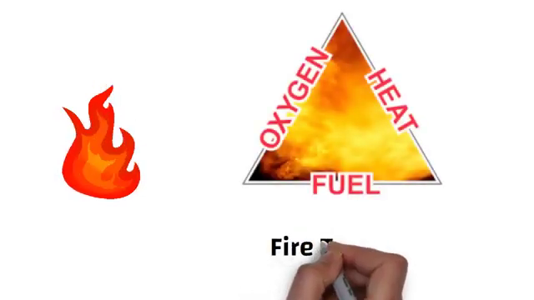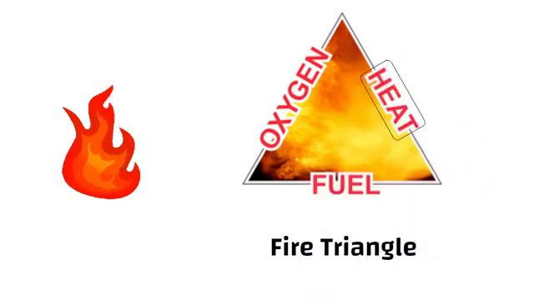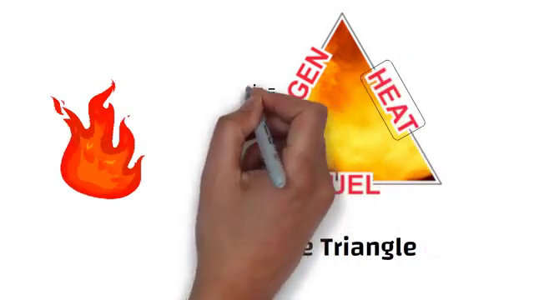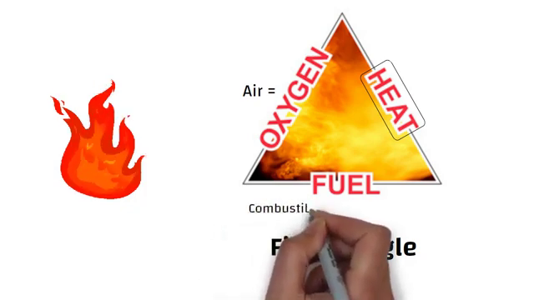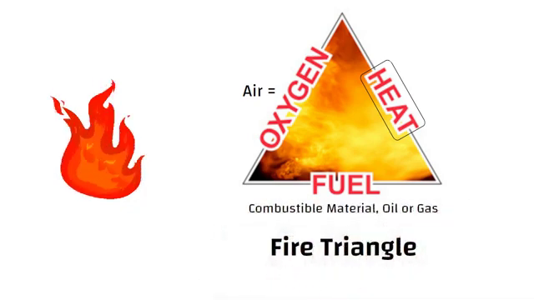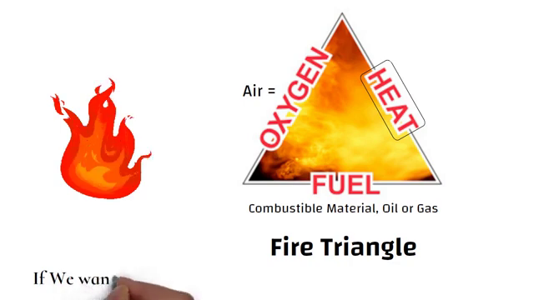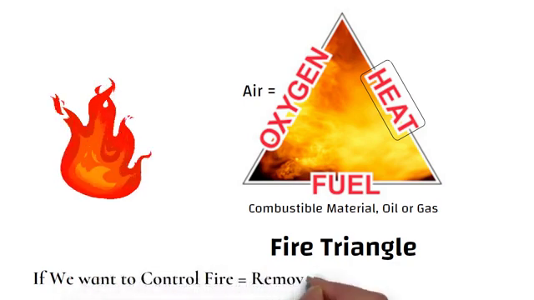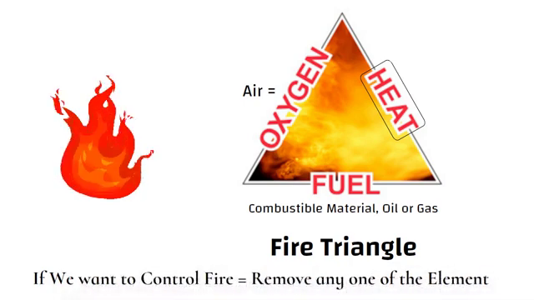Fire is composed of three elements: fuel, heat and oxygen. This is called the fire triangle. Heat, oxygen means air. Fuel can be any combustible material, oil or gas. If we want to control or prevent fire, then we have to remove any one of the elements from these three.